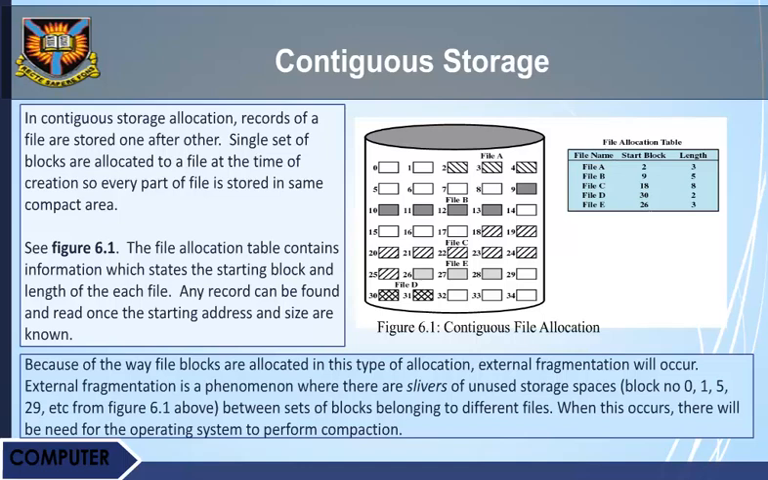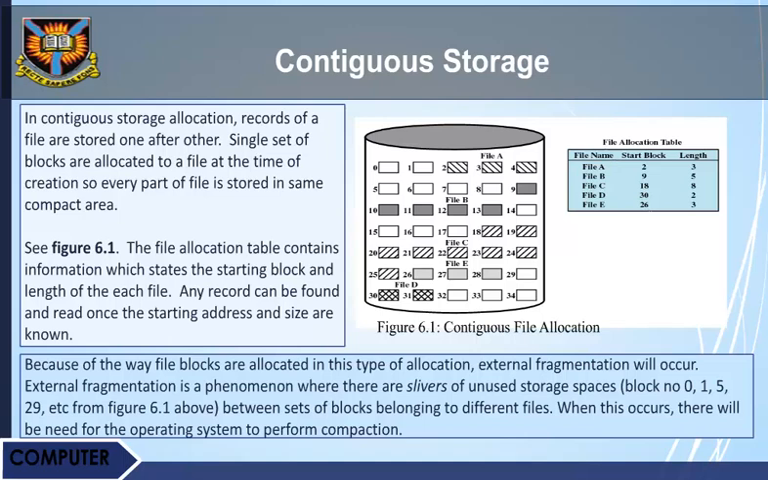In contiguous storage allocation, records of a file are stored one after the other. A single set of blocks is allocated to a file at the time of creation, so every part of the file is stored in the same compact area. See figure 6.1. The file allocation table contains information which states the starting block and length of each file. Any record can be found and read once the starting address and size are known.